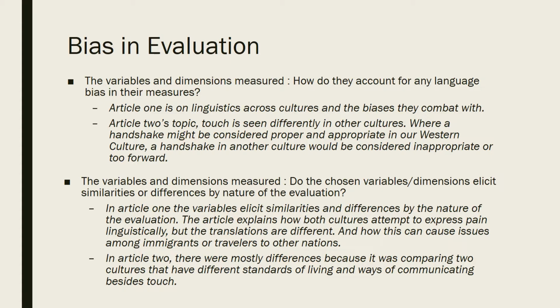Then, do the chosen variables or dimensions elicit dissimilarities or differences by nature of the evaluation? For Article 1, they had both by the nature of evaluation. The article explains how both cultures attempt to express pain linguistically, but the translations are different, and how this can cause issues among immigrants or travelers to other nations. In Article 2, they were mostly differences because it was comparing two diverse cultures that have different standards of living and ways of communicating besides touch.